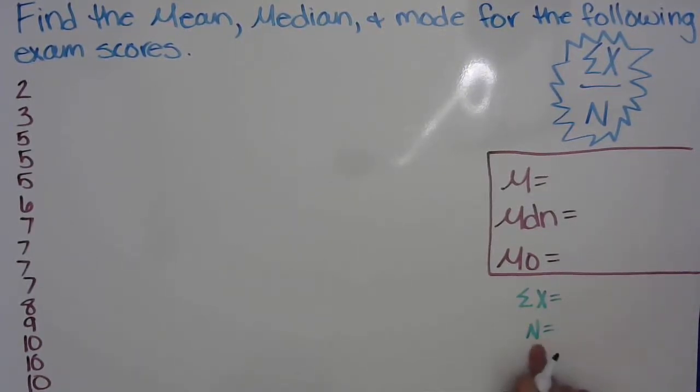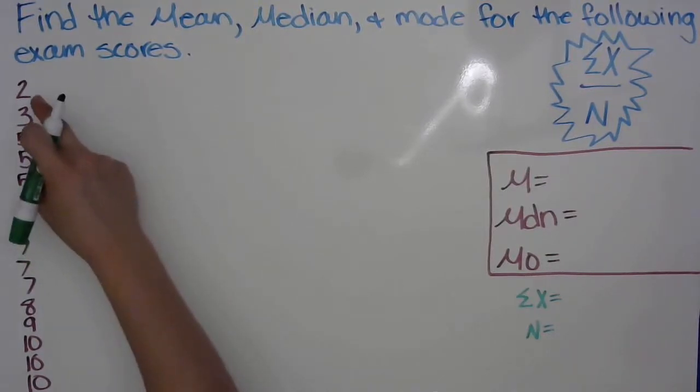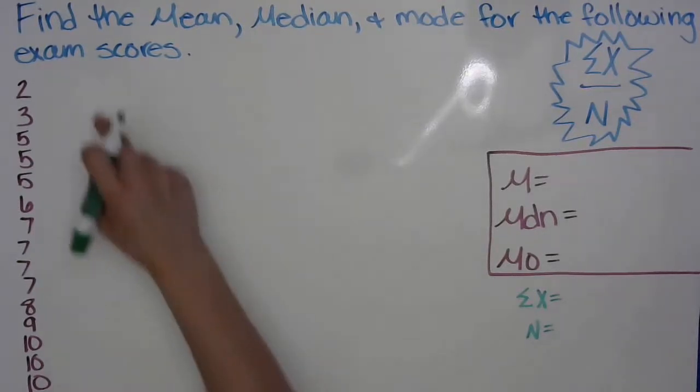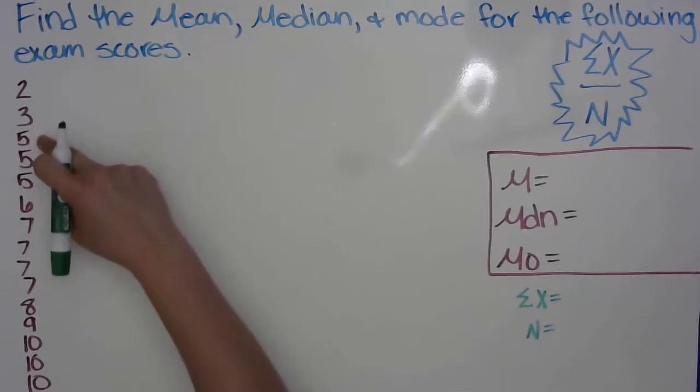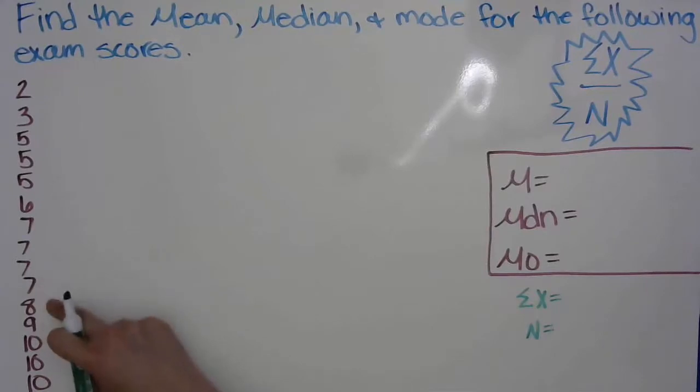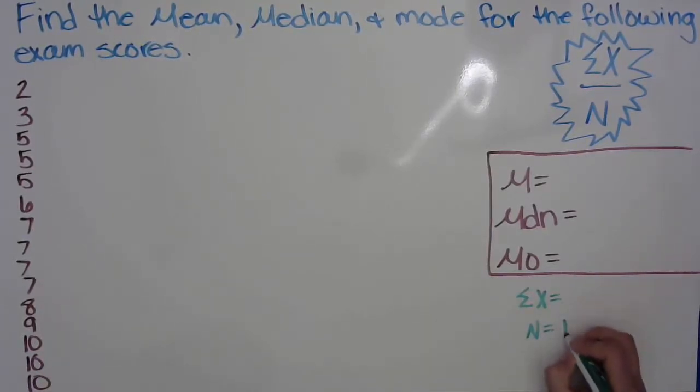So let's go ahead and find the easy one. Our n value is how many people we have in our study, in our research, how many participants we have. Each of these is a participant score. So all we have to do is count how many of those we have for our n value. We have 1, 2, 3, 4, 5, 6, 7, 8, 9, 10, 11, 12, 13, 14, and 15. So the number of people in our study is 15.